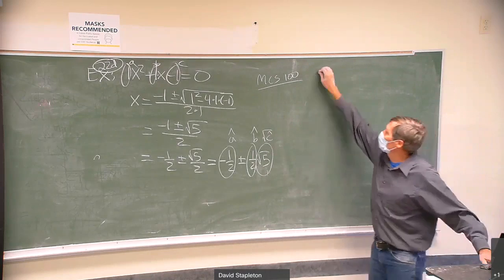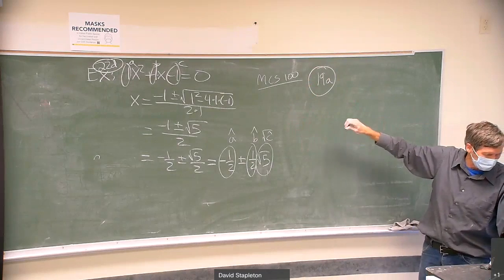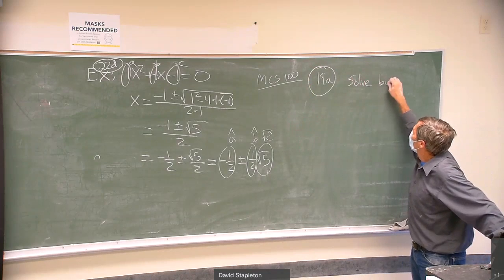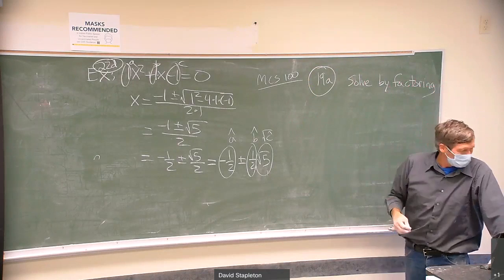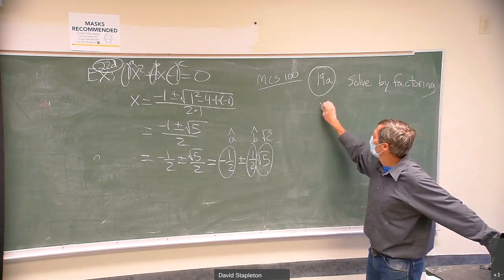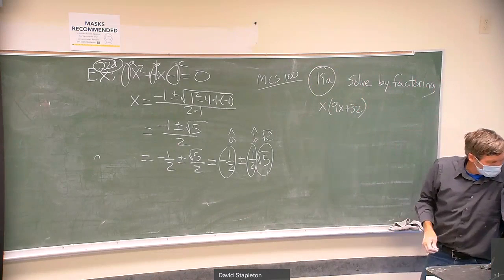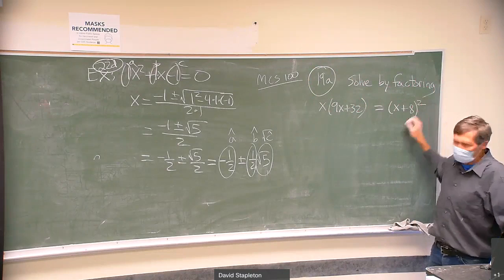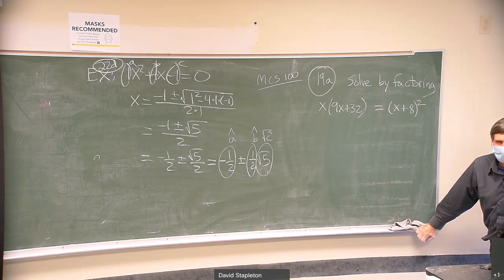Look at 19A here. I want you to be able to factor. I'm going to ask you a factoring problem, right? This factoring is extremely important in algebra. Solve by factoring: x times (9x plus 32) minus x equals (x plus 8) squared. How in the world do I solve that? Your test next time. What do you do?